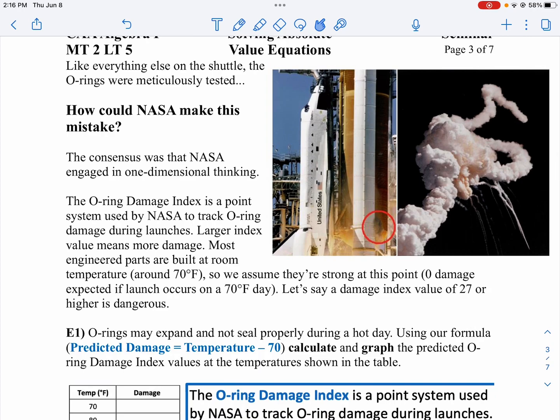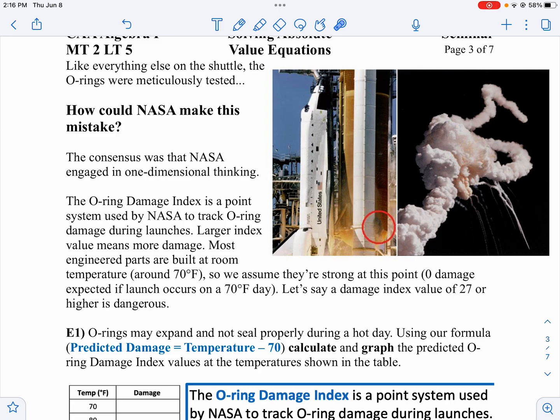NASA was not totally incompetent. They're filled with very smart people, engineers and the like. So they had known about the O-rings and kept a document of them. Here's the picture. You can see the black smoke coming from here. That caused the explosion of the Challenger that killed the astronauts.